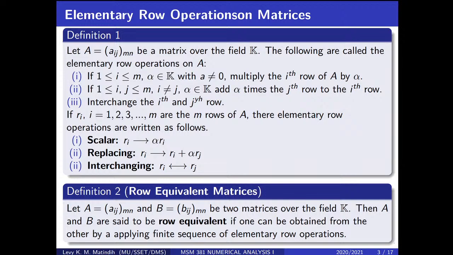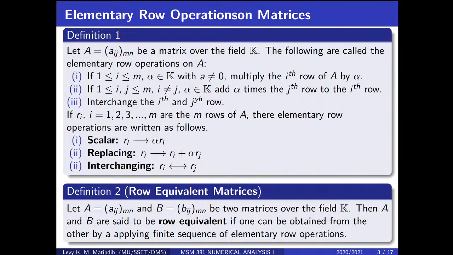What the first one is trying to say, in short, is that row 1, you can change it to alpha times row 1. And also you can replace row i; row i is the same as alpha times row i. So what you're doing is applying an elementary operation on the rows of a given matrix. That's why they are called elementary row operations on matrices.